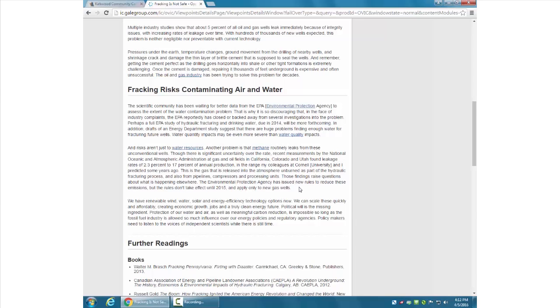This is the gas that is released into the atmosphere unburned as part of the hydraulic fracturing process, and also from pipelines, compressors, and processing units. Those findings raise questions about what is happening elsewhere. The Environmental Protection Agency has issued new rules to reduce these emissions, but the rules don't take effect until 2015 and apply only to new gas wells. We have renewable wind, water, solar, and energy efficiency technology options now. We can scale these quickly and affordably, creating economic growth, jobs, and a truly clean energy future.